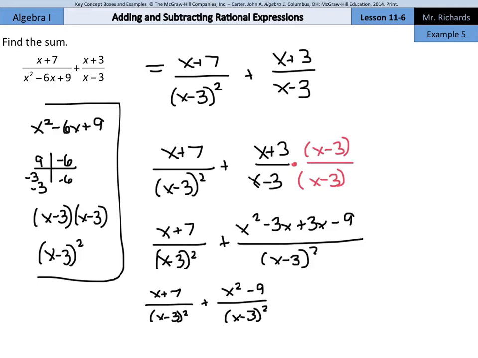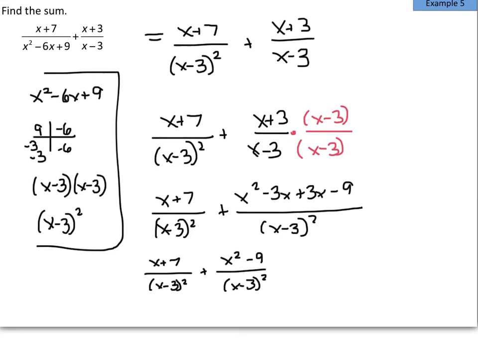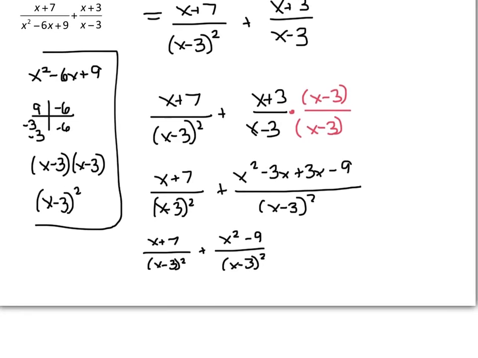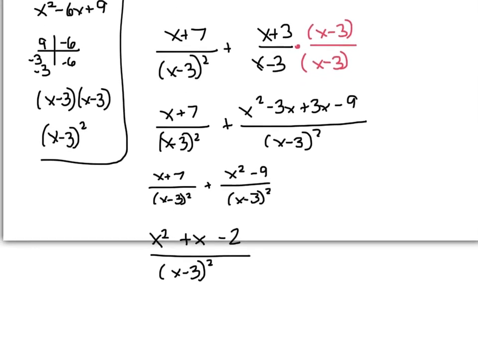Now if we look to add these, I'm going to slide this up a little bit to have some more room. We'll have x squared plus x, and then the 7 minus 9 is minus 2, all over x minus 3 squared. And we might as well look to factor this out, so we'll move up one more time here.